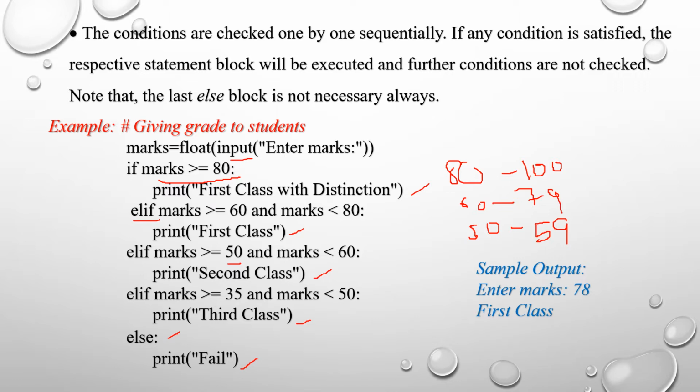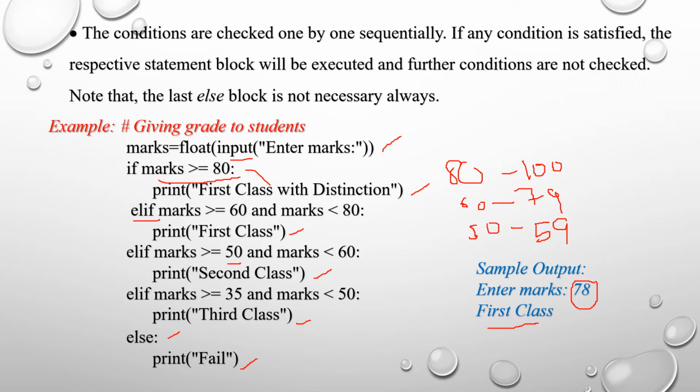For example, you enter the marks, the marks is 78. The 78 is between 60 to 80, so the grade is first class. Here we declare the input, and here we declare one condition. The condition is marks greater than or equal to 80, and again here we declare one more condition, and here we declare the third condition, and here we declare the fourth condition.